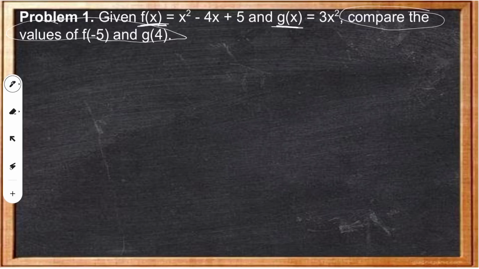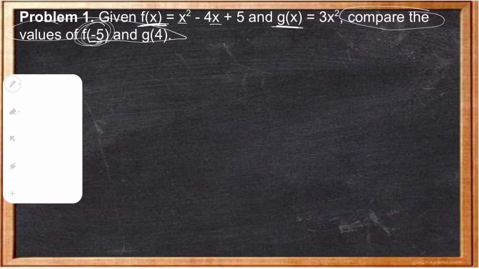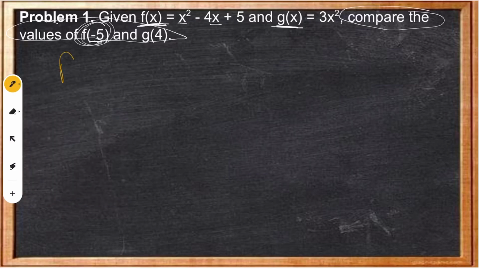I'm going to do this by first plugging in this negative 5 and this 4 in place of x in the respective function. So starting with f of negative 5, I'm going to take this negative 5 and put it in place of every x in f of x. So we have f of negative 5 equals negative 5 squared minus 4 times negative 5 plus 5.